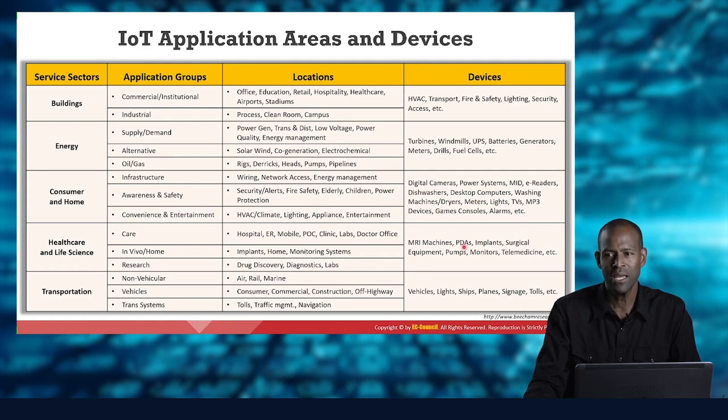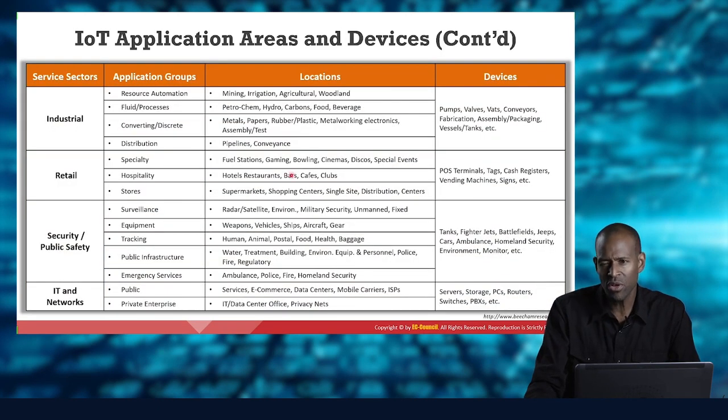Computers, desktops, PDAs, and MRI machines for healthcare. Surgical equipment is IoT enabled. And in fact, there have been medical hacks where a pacemaker that's controlling someone's heart rhythms has been hacked before. And vehicles and ships and planes and signage and tolls for transportation. And industrial giving us pumps and valves and conveyors and fabrication and assembly. And retail giving us point of service terminals and tags and cash registers and vending machines.